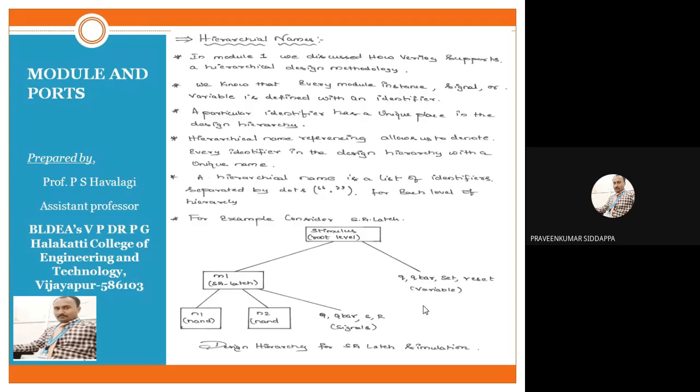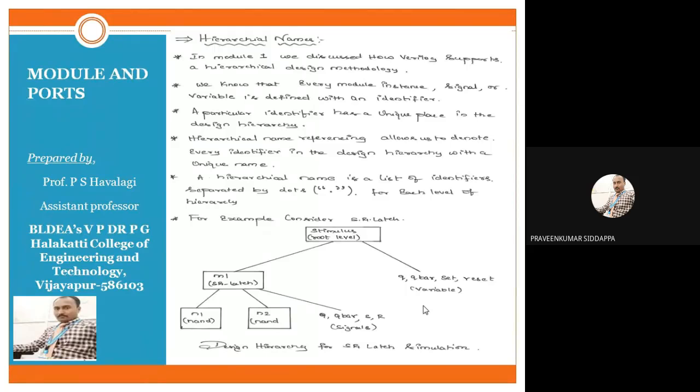You can check the test bench of the SR latch. In that test bench, the first line is the module stimulus, the second line is a port declaration, and the third line is also a port declaration. But the fourth line is where you invoke your code in the test bench: SR_latch M1, and within the brackets we have written the output and inputs. That is what I have drawn here.